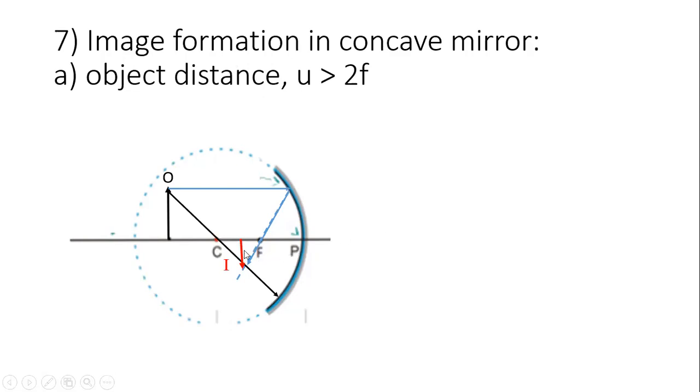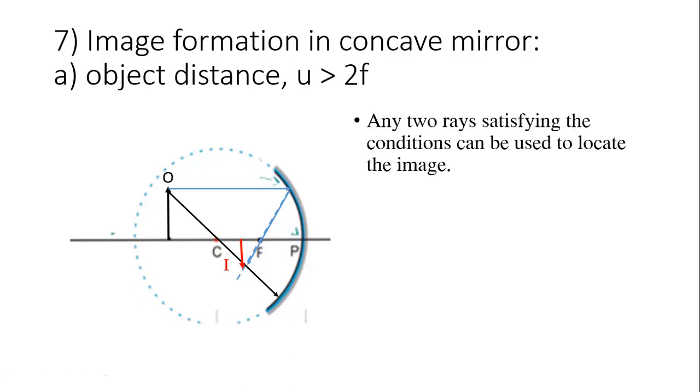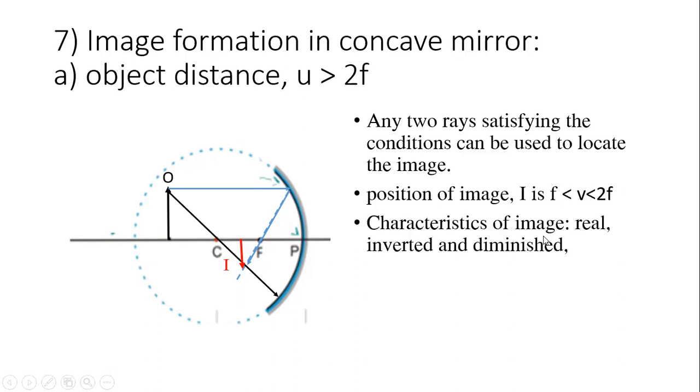That's your image, sorry. You don't need to do the third one. It's just a waste of time, but you can do it as a check if you want to. Any 2 rays satisfying the condition can be used to locate the image. So the image you can see is between F and 2F. Characteristics: real, inverted, diminished.